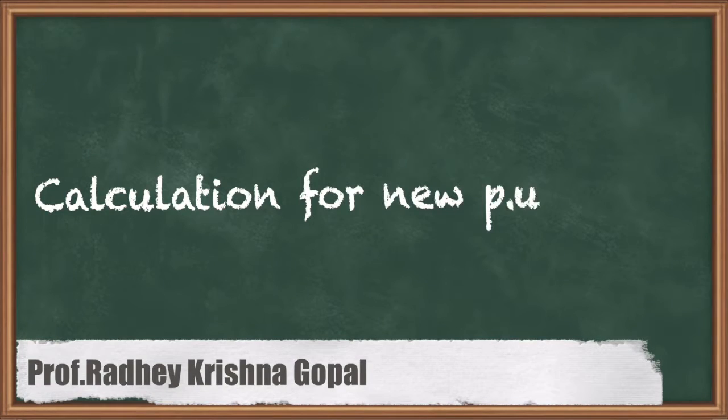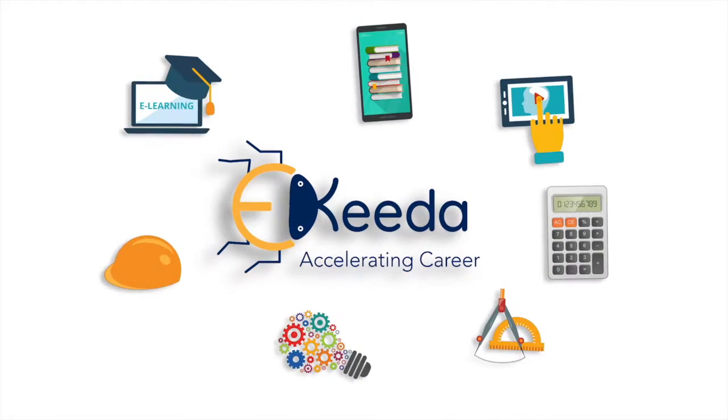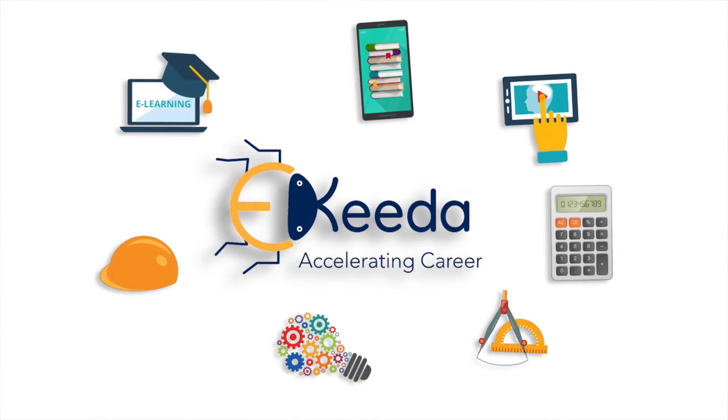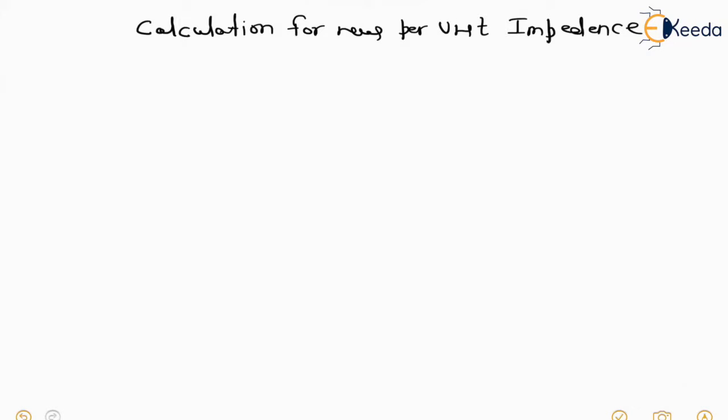Hello friends, now we are going to study calculation for new value of per unit impedance when old value has been given. Let us assume we have one generator here and it has been written like 10 MVA, 25 kV, 12%. What does it mean?